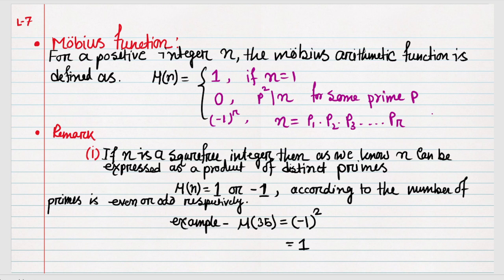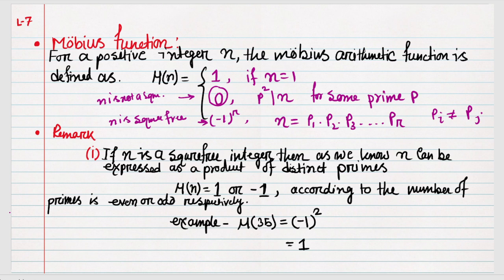Another thing is that for any pi not equal to pj, n is a square free integer. So this will happen when n is square free, and the zero case will happen when n is not a square free integer. Or in different words, we can say that there exists a p square in the divisor list of that integer n. As earlier with tau and sigma, we have some remarks.